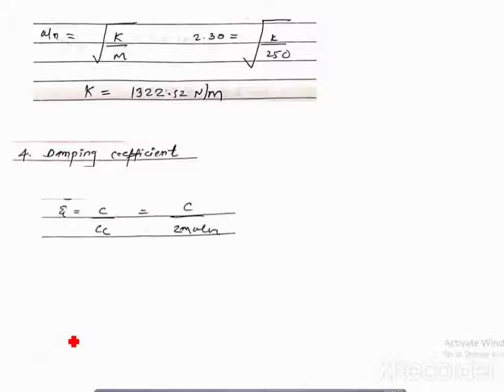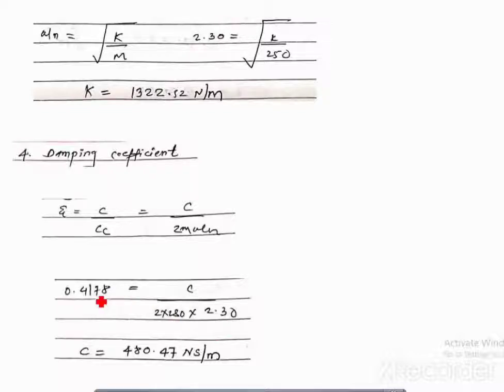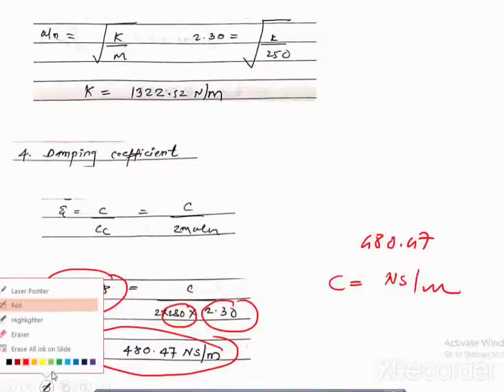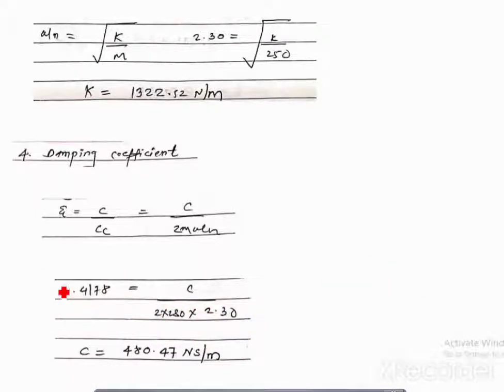So guys, the problems on this viscous damping are very simple. You just have to remember the formulas. So from this, zeta is 0.4178, 2 into 250 mass, omega n is 2.30, and you are getting c, the damping constant. C is equal to 480.47 Newton seconds per meter. I hope the problem is clear to all of you. This is the first problem which I have solved for you.